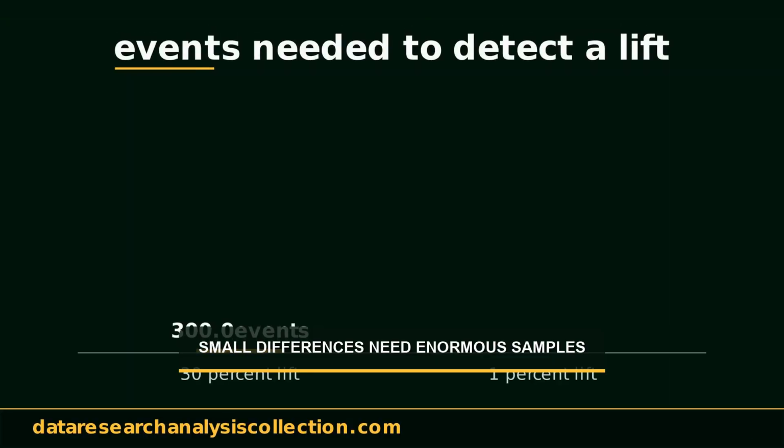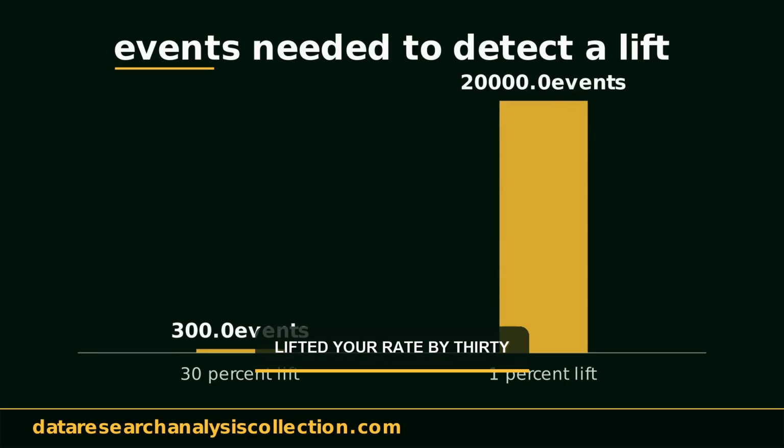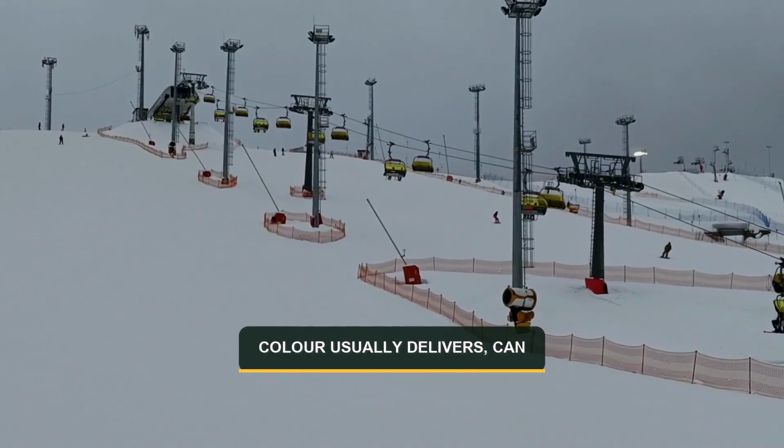Small differences need enormous samples. This is the trap that catches founders most often. Detecting whether a change lifted your rate by 30% might take only a few hundred events. Detecting a 1% lift, the kind a new button color usually delivers, can take tens of thousands.